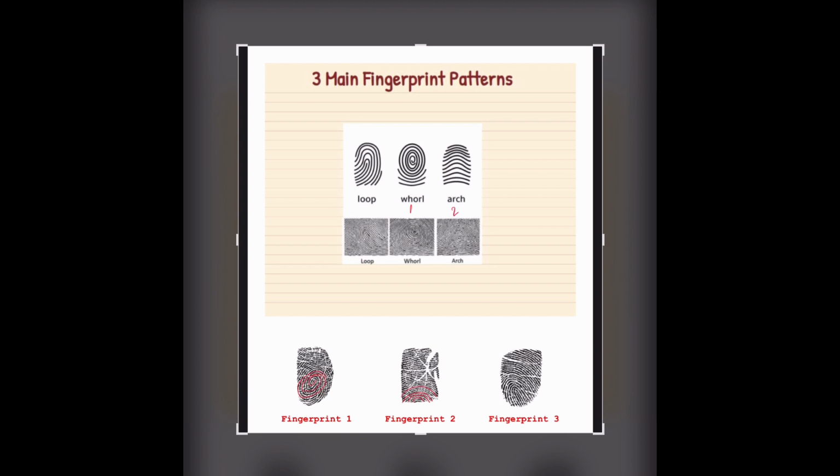And fingerprint number 3, if I trace that fingerprint, starts on one side, turns around like a U-turn, and exits on the same side. That is characteristic of a loop fingerprint.